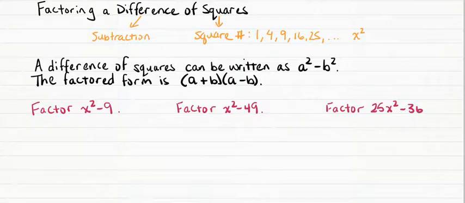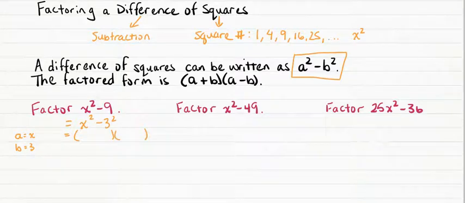Let's factor x squared minus 9. So x squared minus 9 can be written as x squared minus 3 squared, right? Because 3 squared is 9. And that means that this expression can be written in the form a squared minus b squared, where in this case a would be x, right? That's the first term being squared, and b would be the value 3.